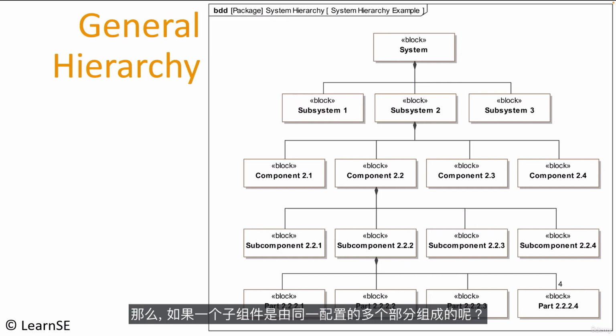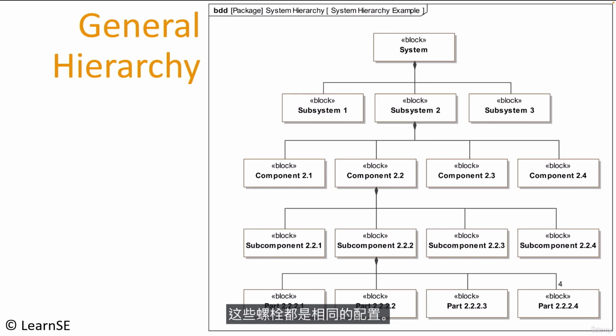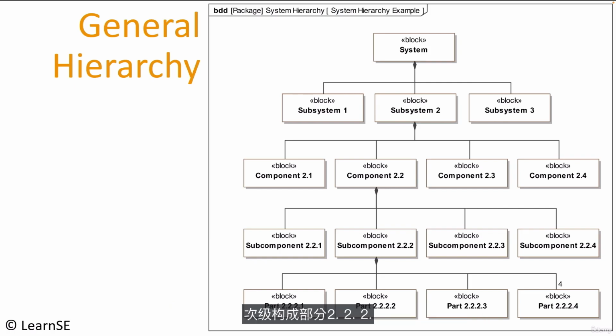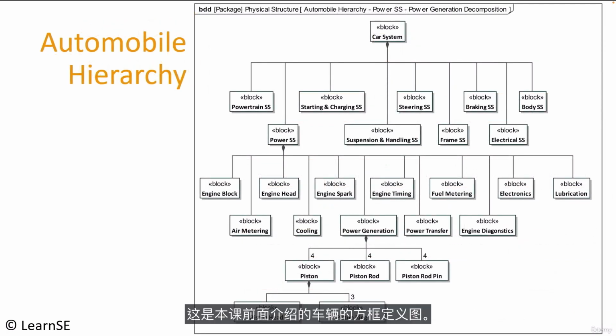So what if a subcomponent is composed of more than one part of the same configuration? For example, we may have 4 bolts holding on a bracket. These bolts are all the same configuration. Or what if we have 4 tires that are exactly the same on our car? They're all made of the same material, they have the same part number, and so on. We don't have to show each and every tire or each and every bolt in our hierarchy. Instead, we can show what's called a multiplicity. And this is shown at the very bottom of our chart for part 2.2.2.4. And here we're saying that there are 4 of these parts, whatever they happen to be, that help compose subcomponent 2.2.2.